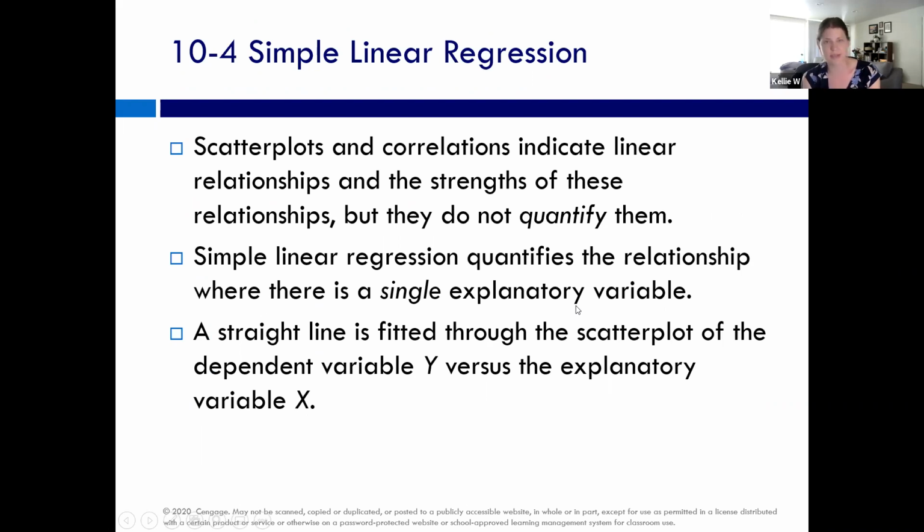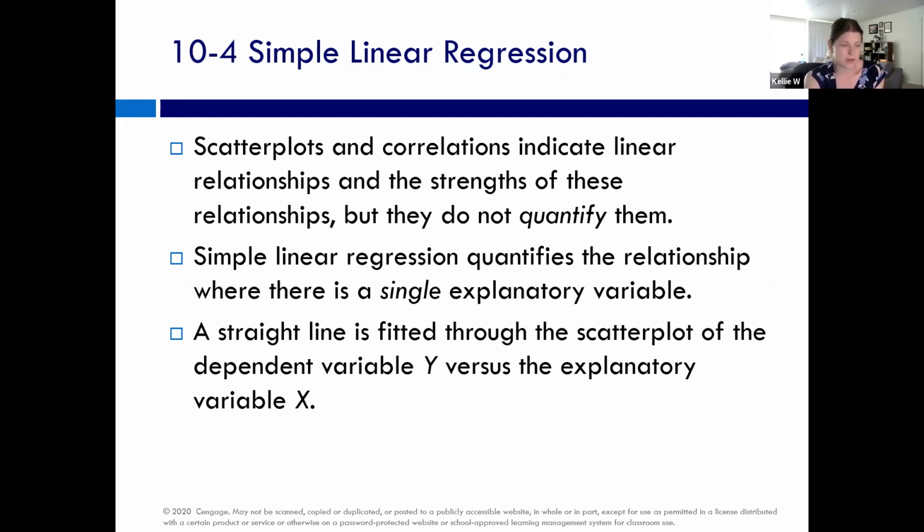So we can get Excel to tell us the correlation. We look at the R-squared, and if it says, for example, -0.86, that means that we have pretty strong negative correlation between the two variables, but only if it's linear. Okay, so our scatter plots and our correlations tell us whether or not there is a linear relationship and how strong it is, but doesn't quantify them.